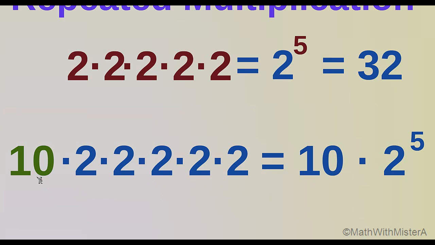So we have 10 times 2 to make 20, doubled again to make 40, again to make 80, doubled again to make 160, and then doubled one last time to make 320. Now we know that 2 to the 5th power is 32, and 10 times 32 equals 320.